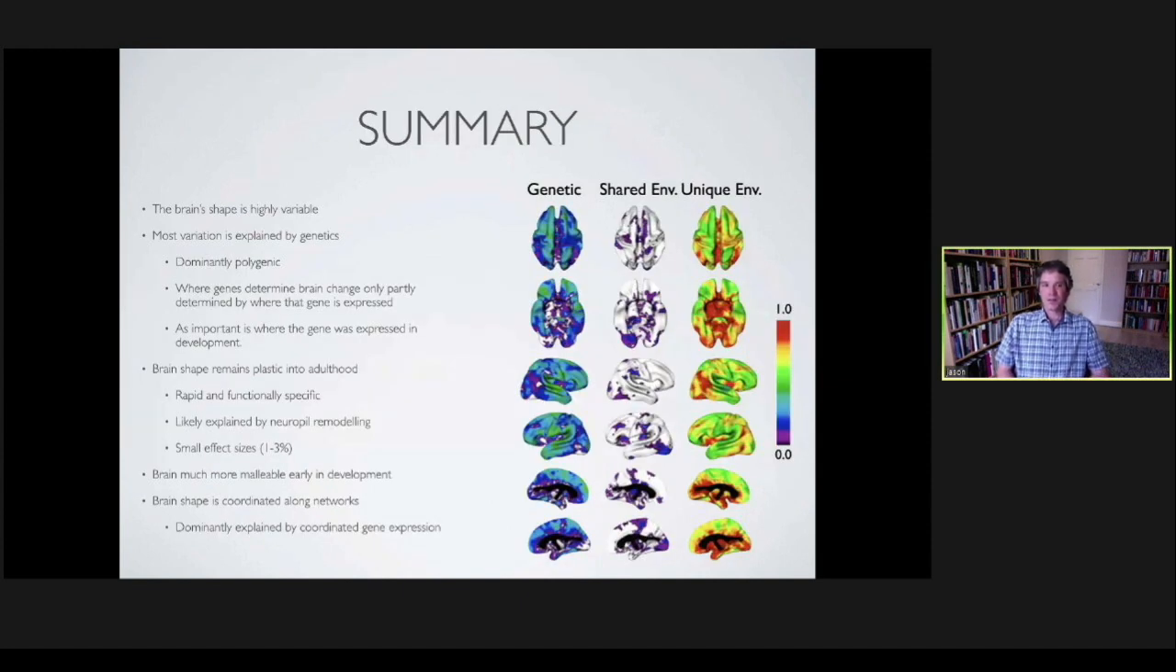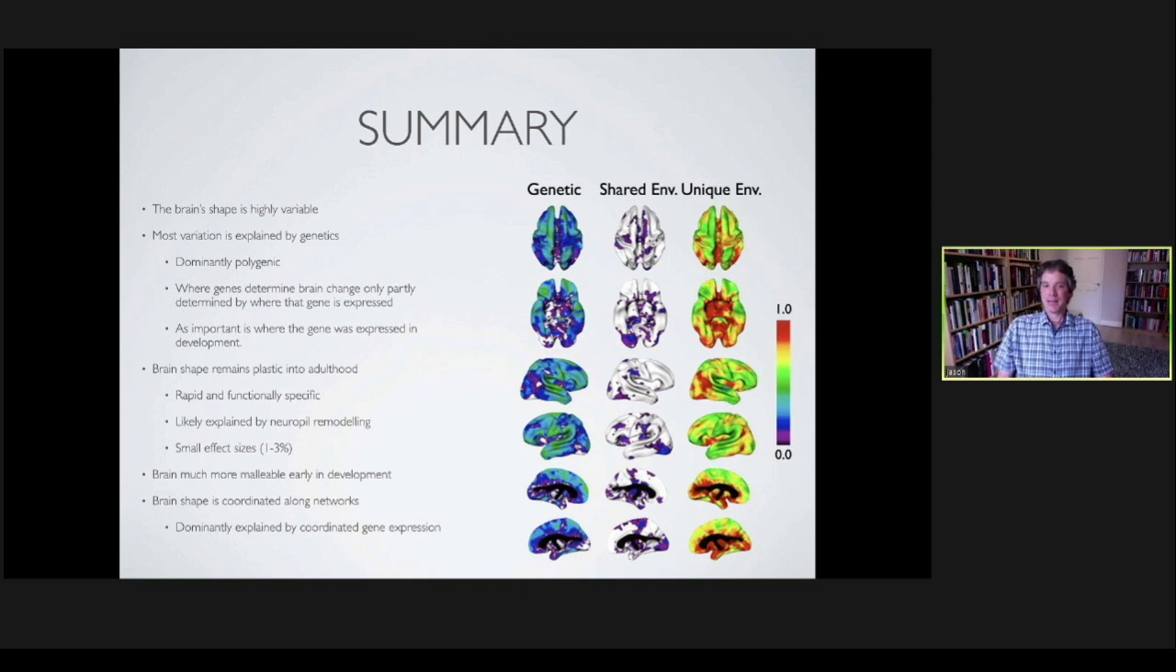So to finish up this talk, I started with talking about the high variability of brain shape and its significant genetic components, which using the mouse as well as human studies, we can show is dominantly polygenic. And where the change occurs can be partly determined by where the gene is expressed. If not particularly strongly, the predictive power isn't great. And often it matters as much where the gene was expressed in development as where it's expressed in adulthood. There is definitely an environmental component as well, where brain shape remains plastic into adulthood. We can induce brain changes using different environmental manipulations, which are quite rapid and functionally specific.